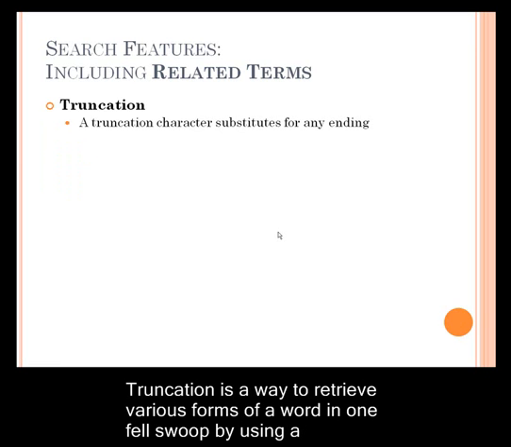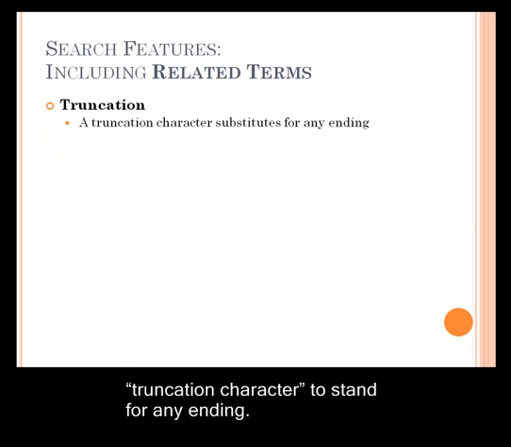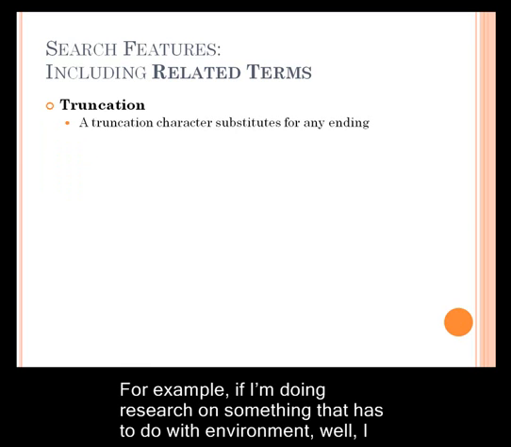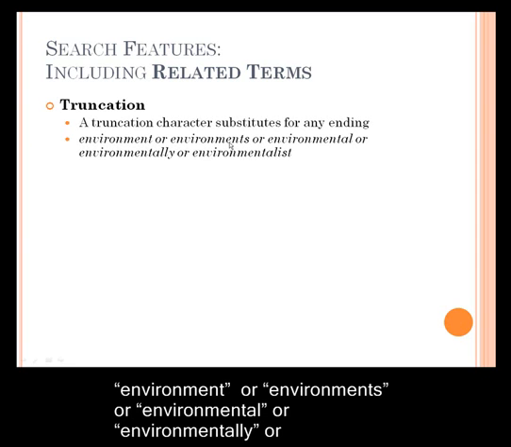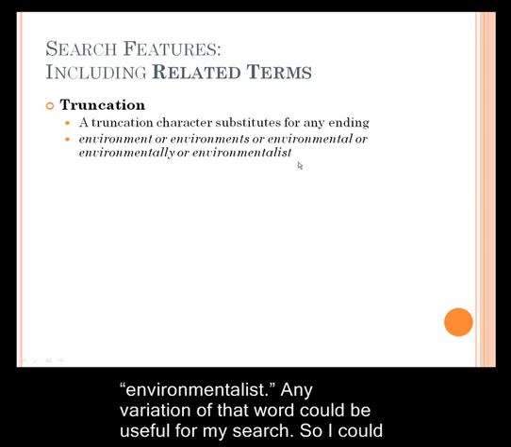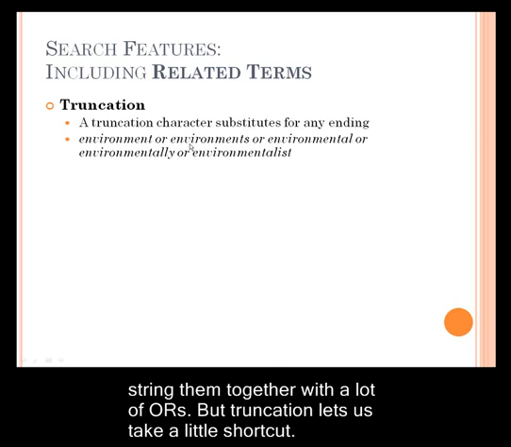Truncation is a way to retrieve various forms of a word in one fell swoop by using a truncation character to stand for any ending. For example, if I'm doing research on something that has to do with environment, well, I might want all of these words in my search. I might want an article that used the word environment, or environments, or environmental, or environmentally, or environmentalist. Any variation of that word could be useful for my search, so I could string them together with a lot of ors. But truncation lets us take a little shortcut.